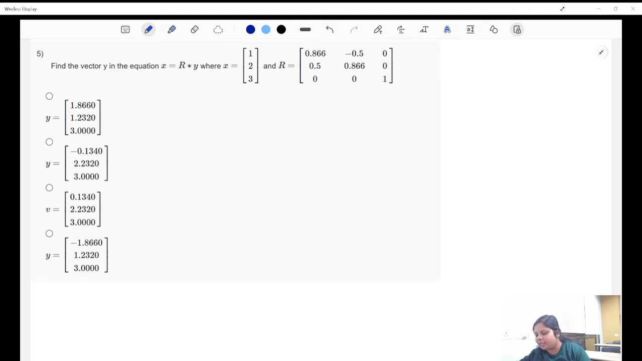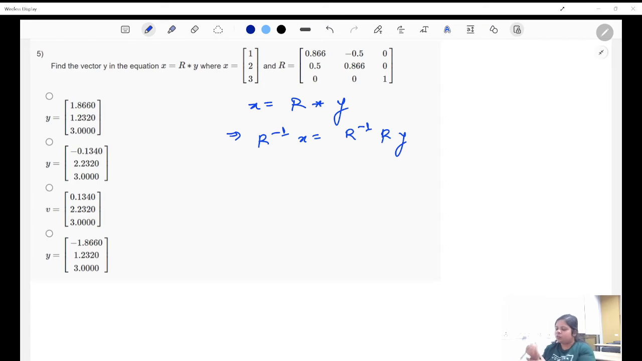Find the vector y in the equation x equal to R into y, where x is this and R is this. I want to find what y is. So if you're given x equal to R into y, how would you find y? What we should do is multiply by an inverse. R inverse x is equal to R inverse R into y. This R inverse R becomes the identity matrix. So y is equal to R inverse x.